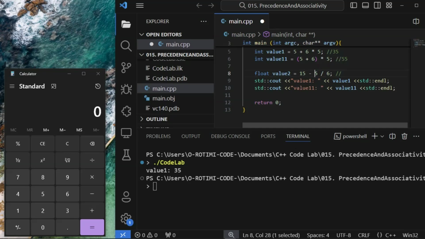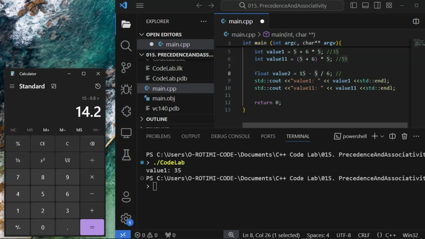So we're going to do 5 divided by 6. That will be some kind of 0.8. Because we are using float, we have the precision of our value. So let's say we have 0.8. So 15 minus 0.8, we're going to get 14.2, or more.